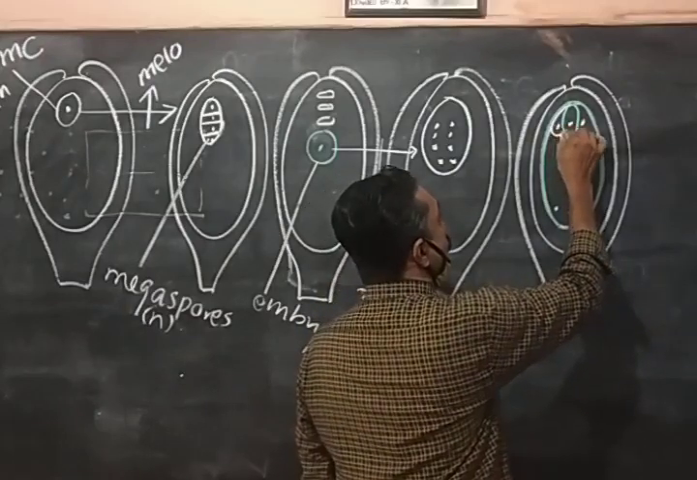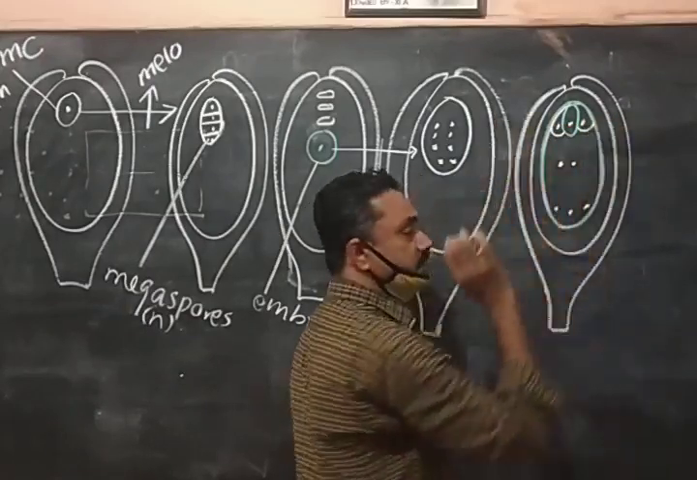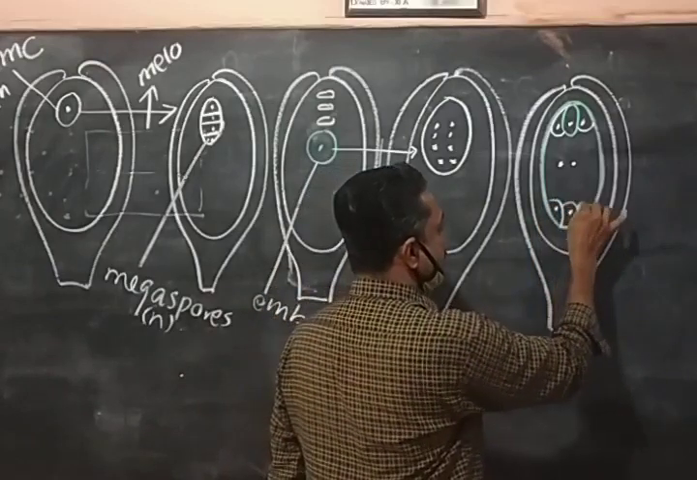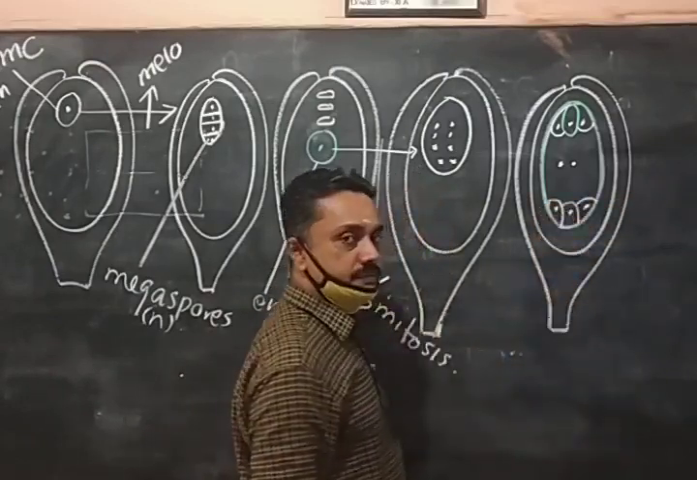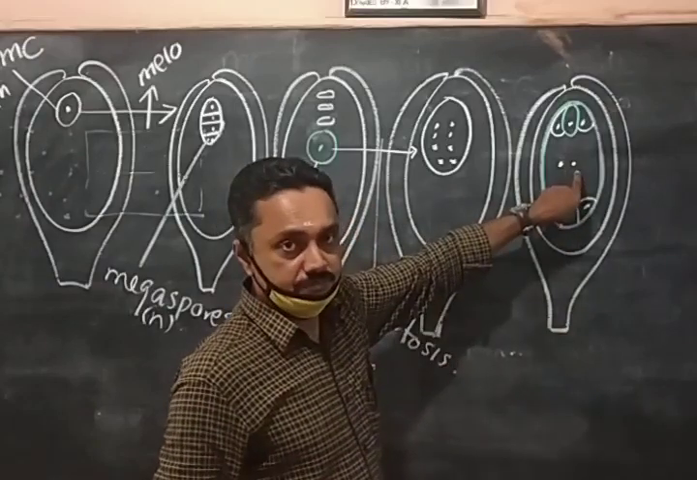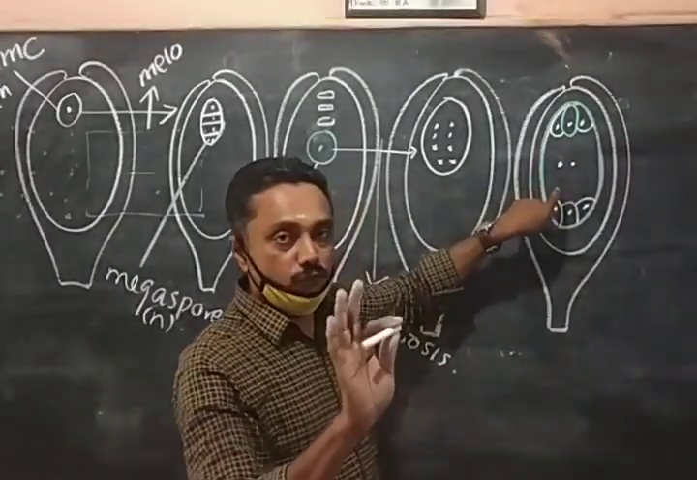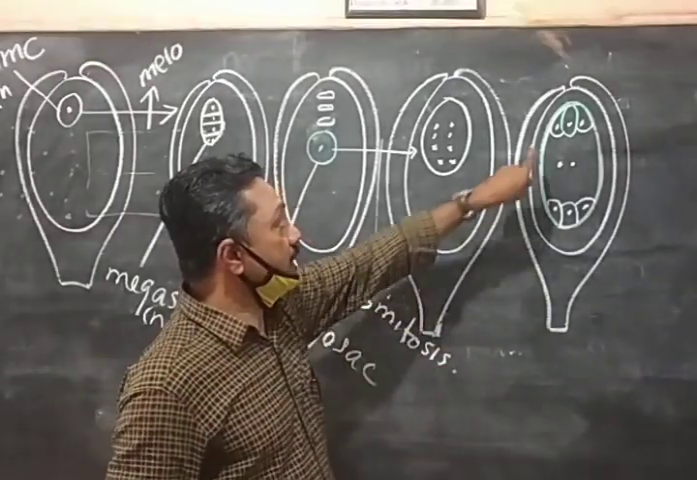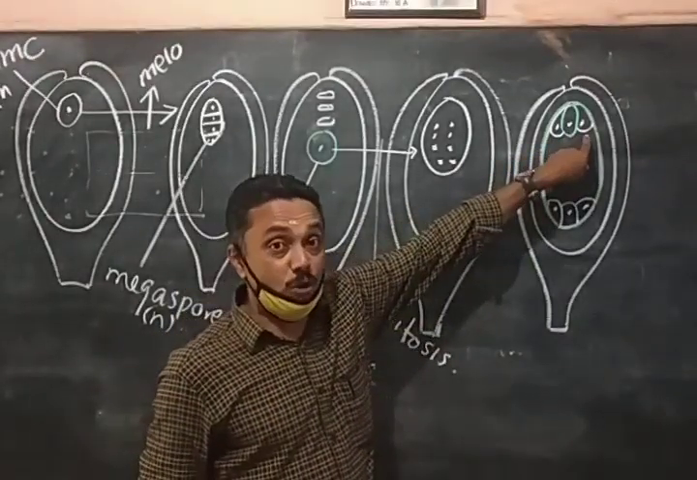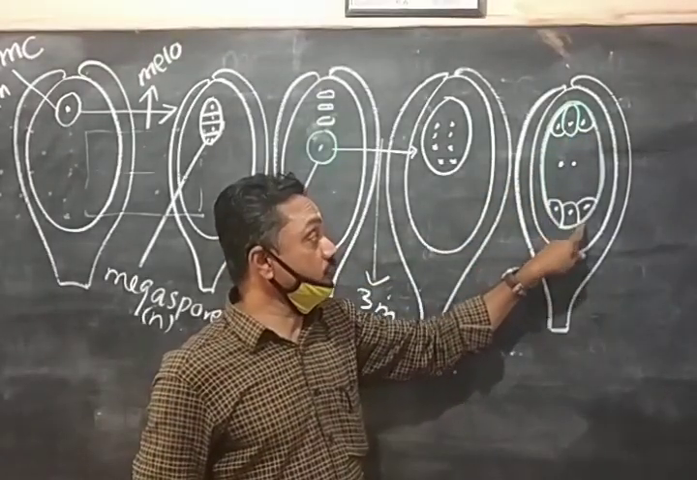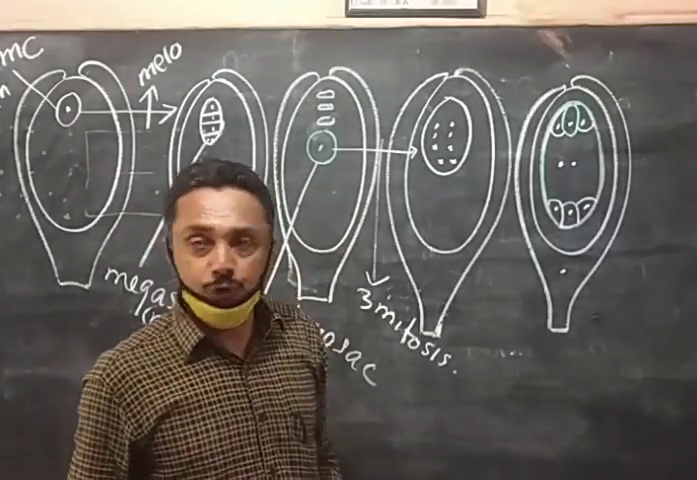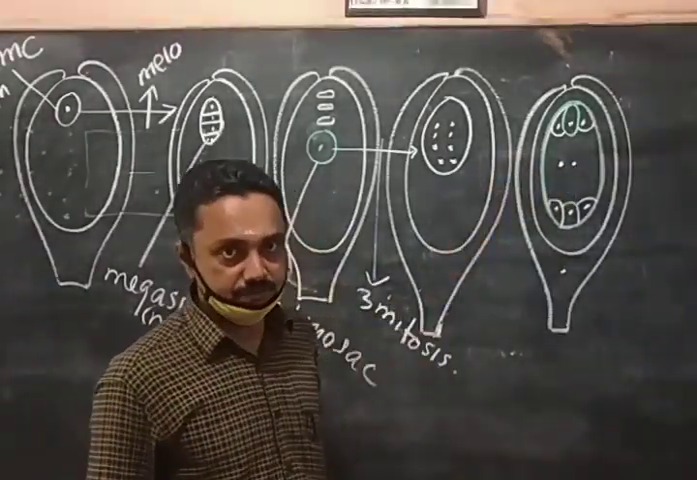So 1 cell, 2 cell, 3 cell. Here also cell wall formation takes place around each cell except at the center. Around the center, cell wall formation does not occur. So of the 8 nuclei, 3 remain at the micropylar end, 3 move towards the chalazal end. This point is called the chalazal end. 2 remain at the center.